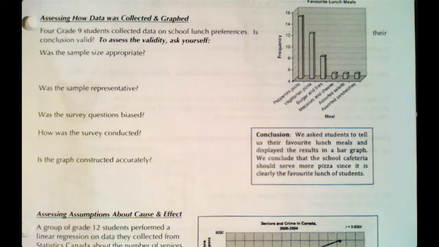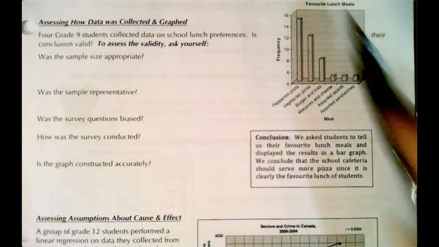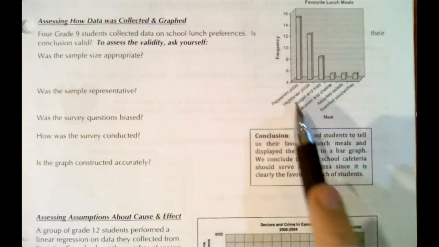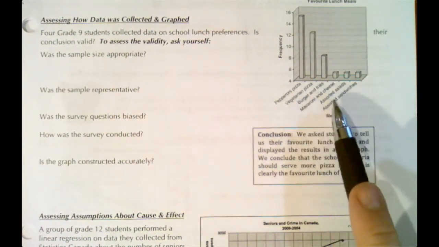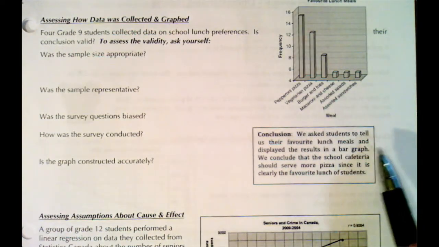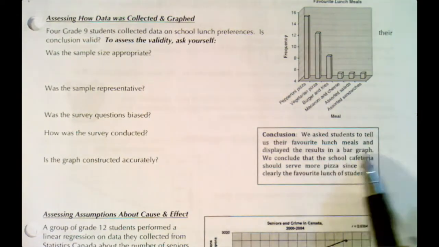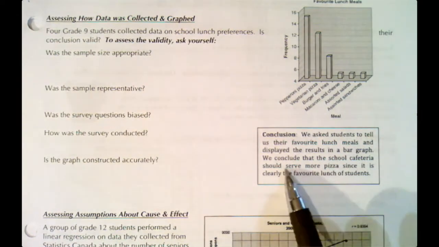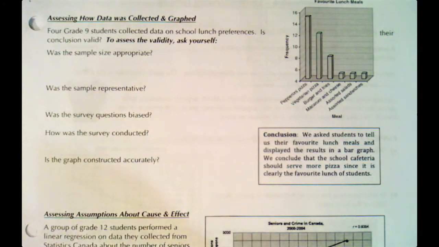Four grade 9 students collected data on school lunch preferences. Is their conclusion valid? Let's assess the validity and ask ourselves a couple questions. Well, favorite lunch meals, frequency of response. There's the options: pepperoni, vegetarian, burgers and fries, macaroni and cheese, salads, sandwiches. Conclusion. We asked students to tell us our favorite lunch meals and displayed the results in a bar graph. We concluded that the school's cafeteria should serve more pizza since it is clearly the favorite lunch of students.